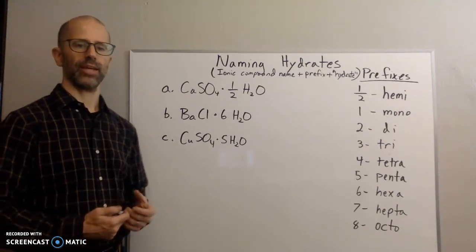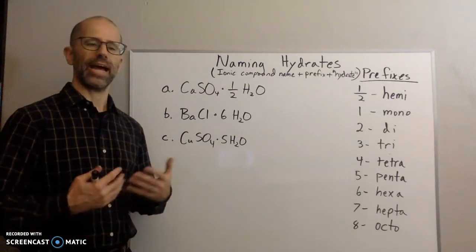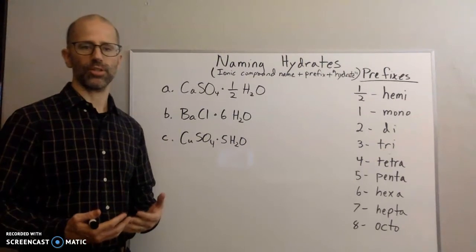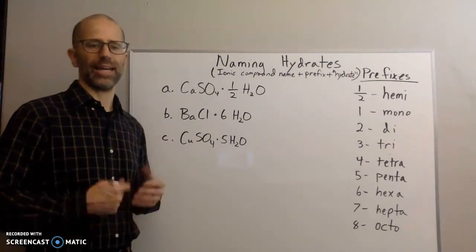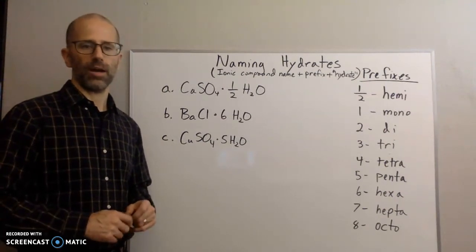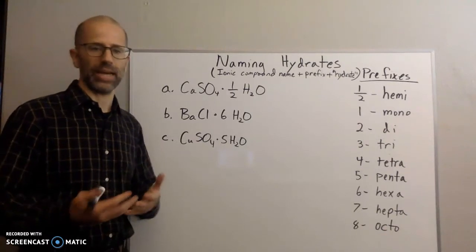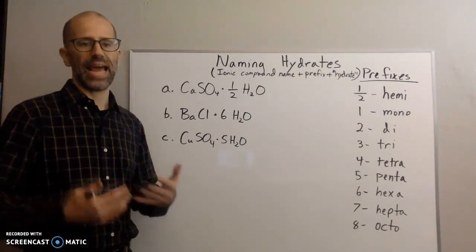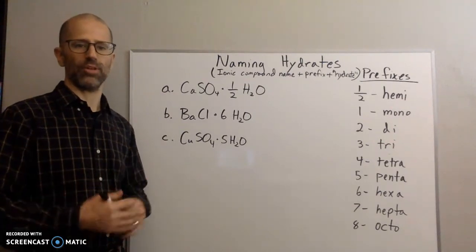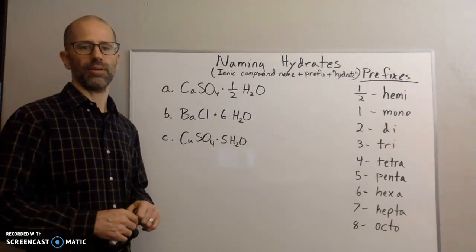Now a hydrate is an ionic compound that has water as part of the compound. So that's why we call it hydrate, because it's hydrated with water. You can get the water off by heating up the ionic substance, and then it becomes anhydrous, referring to the Greek negative. So you either have a hydrate or an anhydrous ionic compound.